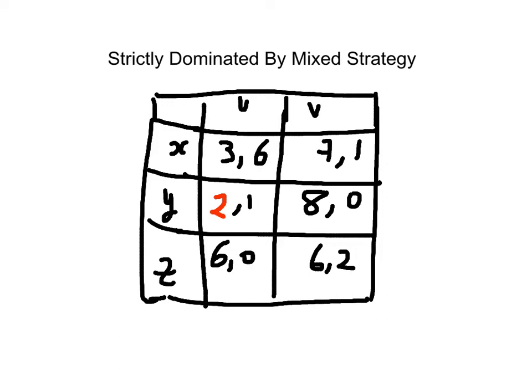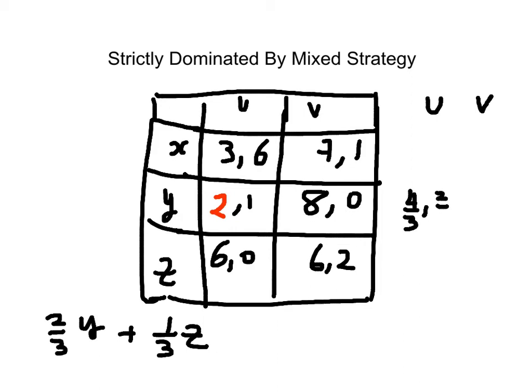And the mix is to play strategy Y with a probability of 2/3 and strategy Z with a probability of 1/3. Okay, so I'm going to compute here on the right side what the payoffs would look like. So if you're playing Y with a probability of 2/3, then payoff for you would be 4/3 and 2/3.